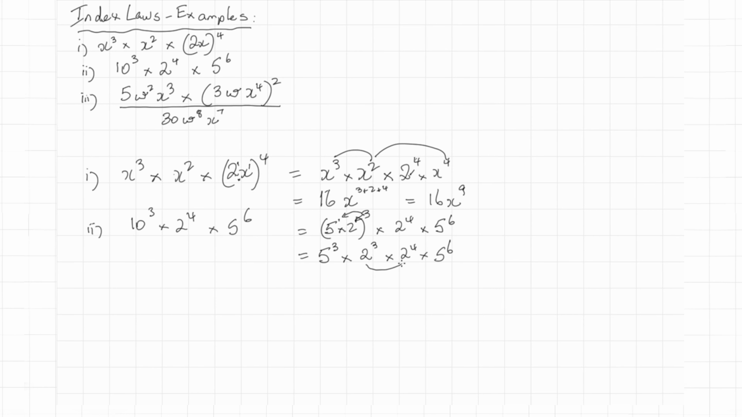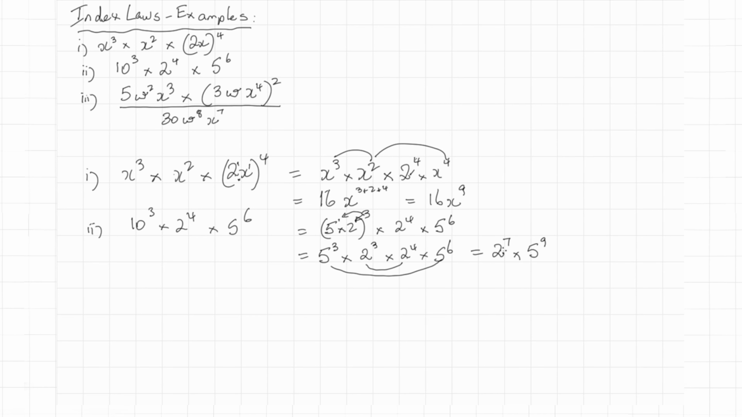We can group them together, group those 2 together and group those 2 together. And we've got 2 to the power of 3 times 2 to the power of 4 is 2 to the power of 7, times, so we add those 2 together and we add these 2 together, 5 to the power of 3 and 6 are 9. So we've got to add those 2 powers together. And just leave it like that. Perfectly correct.